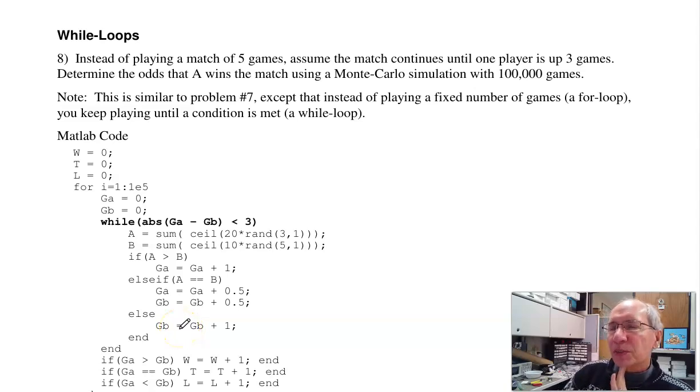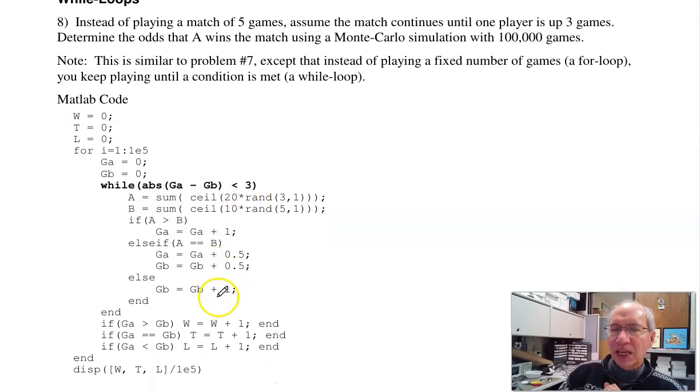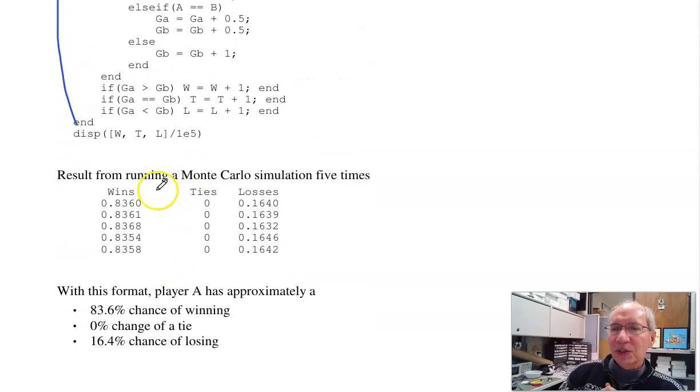If instead of playing a fixed number of games, I play until an event happens, that's a while loop. For example, if I keep on playing until somebody's up 3 games, that's a while loop. So I take the previous for loop, replace it with a while statement. It says, keep playing until somebody is up by 3 games. So I start at 0, 0. I keep going until somebody's up by 3 games, and then when I'm done, I check. If A is up, A won, tie, which never happens, and if A is less than B, that's a loss. Once I can play one time, repeat 100,000 times. So when I do that, A wins 83% of the time. It's roughly the odds of A winning.